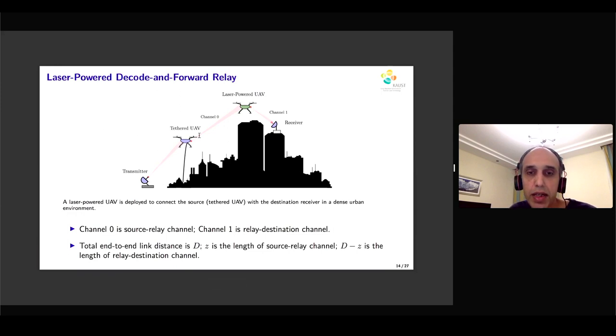So here, this is the problem scenario. Here, of course, this is my UAV, right? And I'm trying to reach this receiver. Of course, I'm shadowed by this building, right? So I need to introduce this relay in between. And so this is a laser-powered UAV that gets this power as well as data from this source, which is my tethered UAV, right? And so in this case, channel zero is the source-relay channel and channel one is the relay-destination channel, right? And of course, the total link distance is D and c is the length of my source-relay channel. And D minus c, of course, is the length of the relay-destination channel.